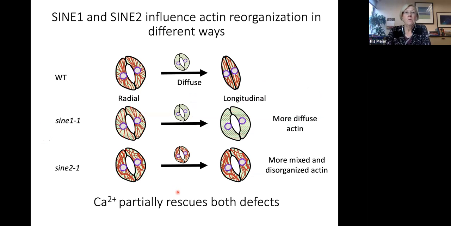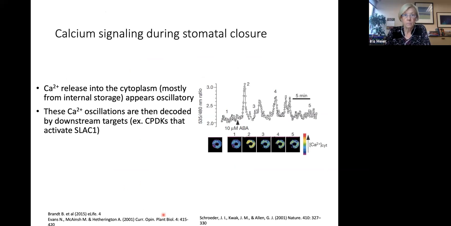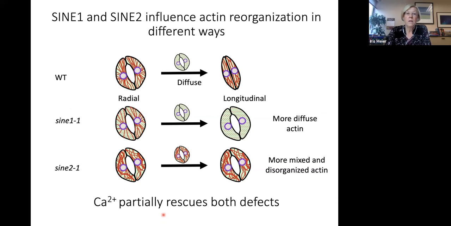So this is a summary. This is what we think happens, right? So wild type depolymerizes and repolymerizes F actin. SINE1 depolymerizes but can't repolymerize, and SINE2 can never properly depolymerize in the first place, and calcium partially rescues both defects. So now with that, we know that the SINEs are upstream of calcium and of actin. Calcium is upstream of actin.